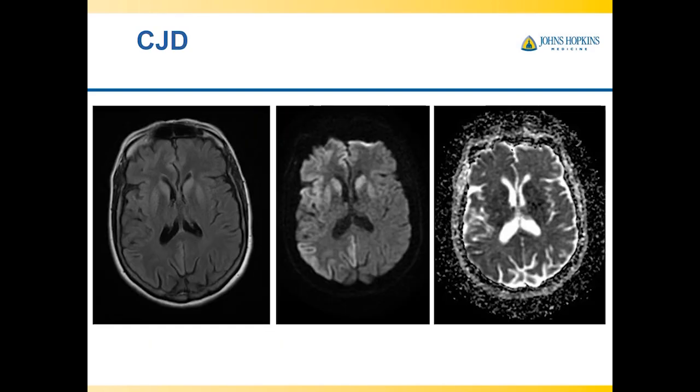So in this example of CJD, we see increased FLAIR signal involving the heads of the caudate nuclei bilaterally as well as in the putamina bilaterally with diffusion restriction. There is also diffusion abnormality, which is easier to see in the cortex as compared to the FLAIR images, in the right more than left cerebral hemispheres. This is a patient with sporadic CJD.